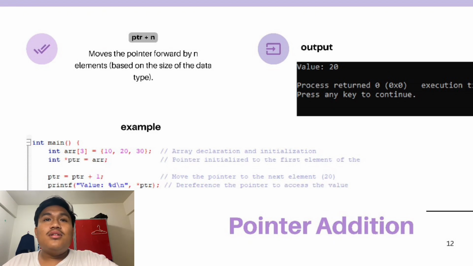ptr equal to ptr plus 1. It means we move the pointer to the next element. printf value, and we call back the number referenced by the pointer after we move it to the next element, and the output is 20, because from 10, when we move to the next element, it is 20, as you all can see here.